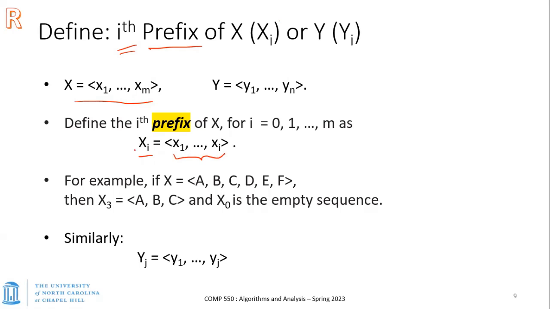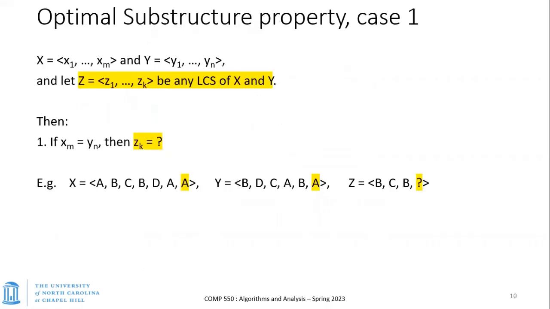Okay, so now notice that we're differentiating between the uppercase X and the lowercase x's, and similarly the uppercase Y and the lowercase y's. So just keep track of that. Right, so those were the prefixes, and now we get to doing some of the tricky part. We need to first of all prove the optimal substructure property. But before proving it, we need to identify whether an optimal substructure exists in the LCS problem.